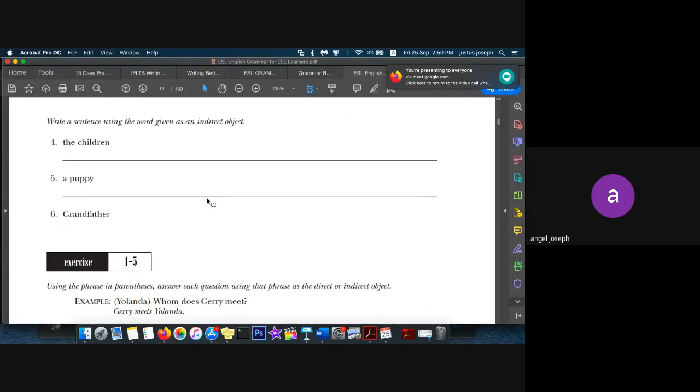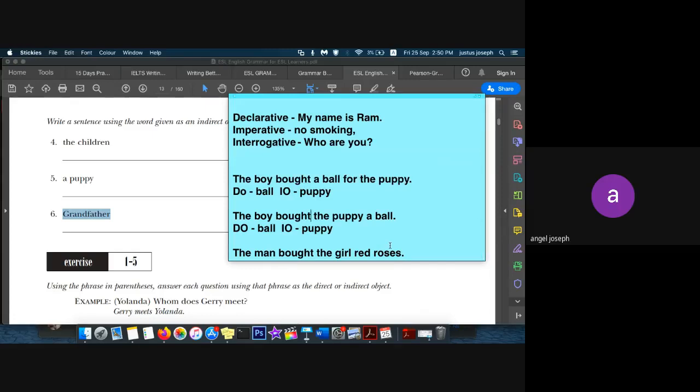Okay, third one, grandfather. We have to use it as an indirect object. Look at the example here. I've highlighted what you can change here. Look at the last sentence. The man bought the girl red roses. The man bought his grandfather red roses. Very good. Who was this? Harneet. Very good. Thank you. So the man bought his grandfather red roses.